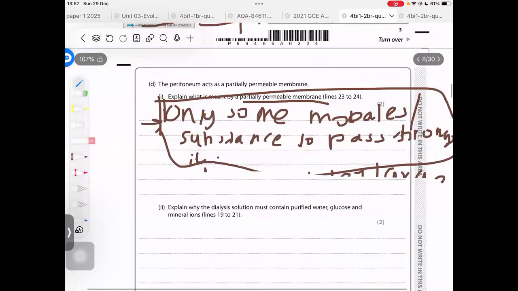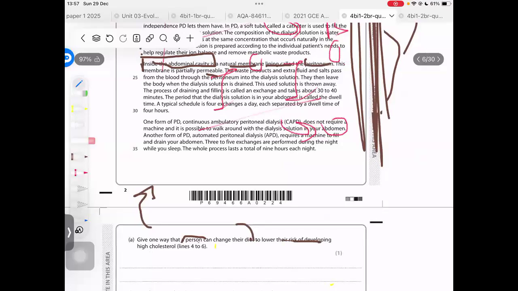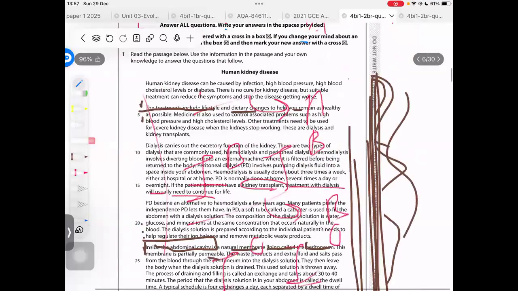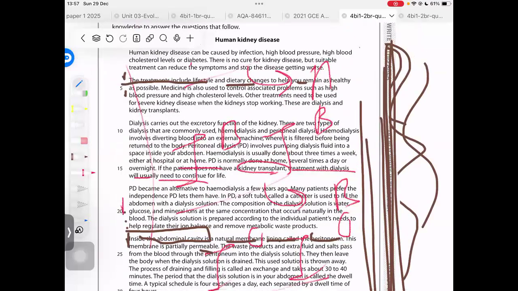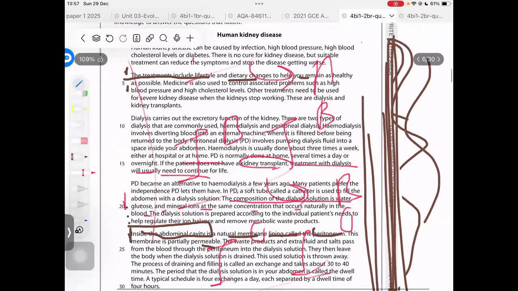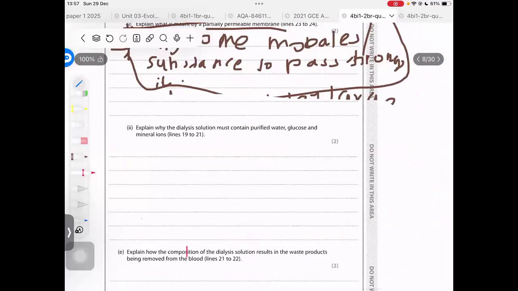They have asked us to refer to line 19 to 21. That part is given in line 19 to 21. So let's read that and see as well. The composition of the dialysis solution is water, glucose, and mineral ions at the same concentration that occurs naturally in the blood. Can you see the water concentration, the glucose concentration, and the mineral ions concentration are equal to that in the blood.